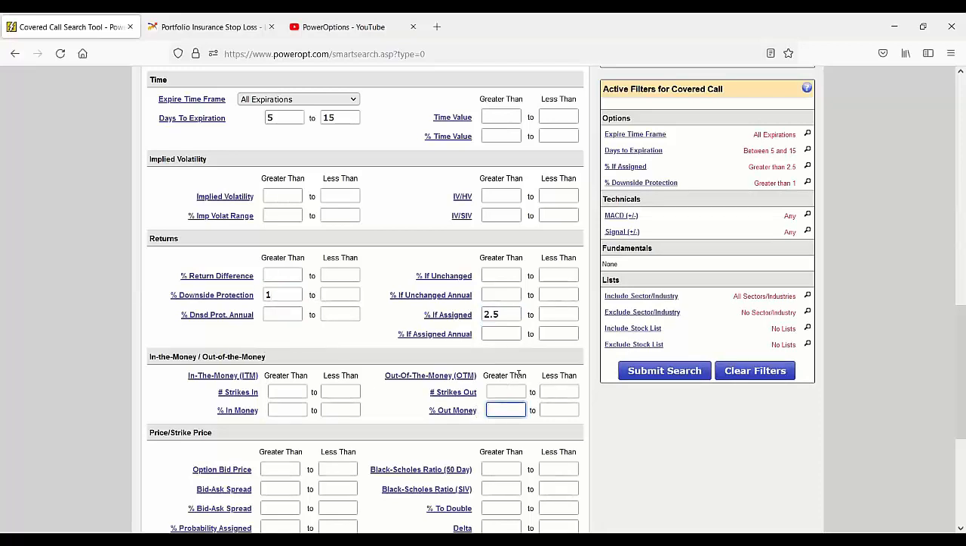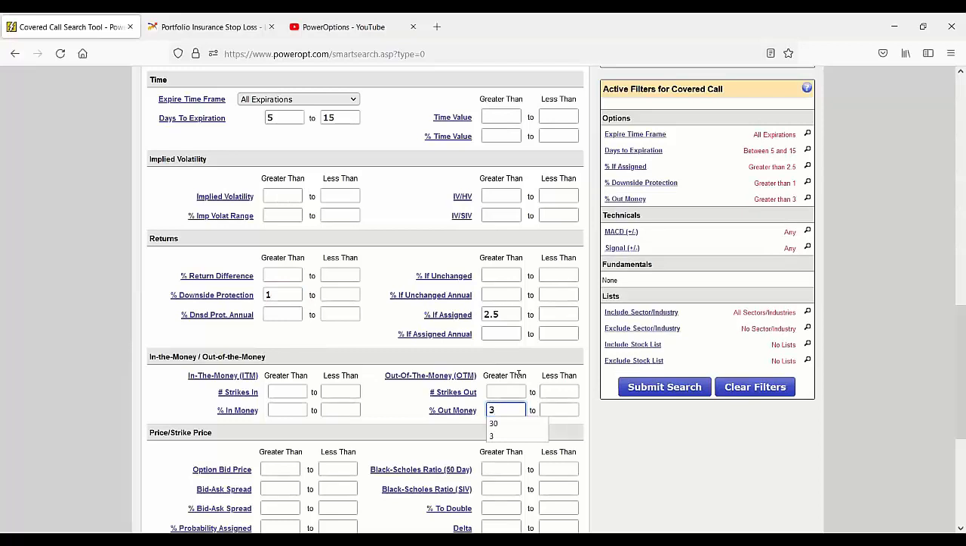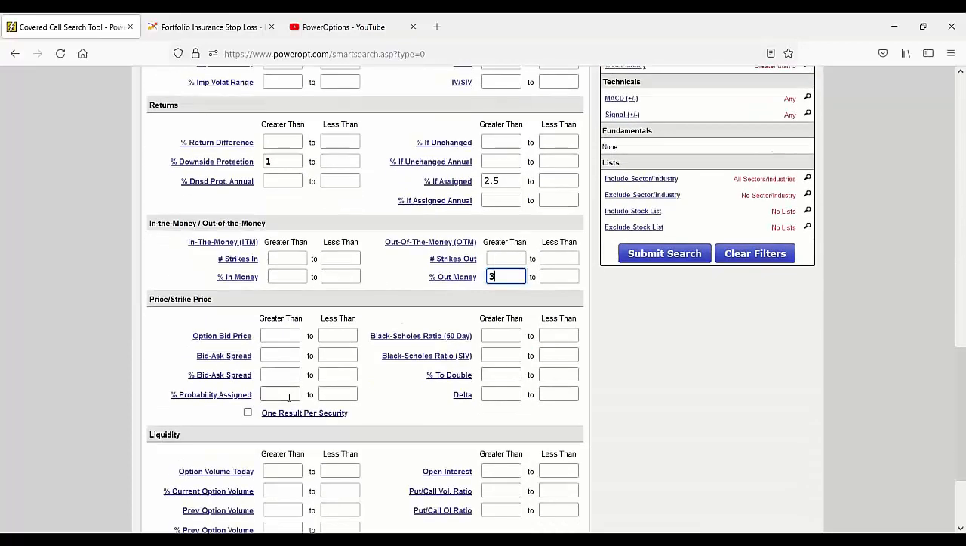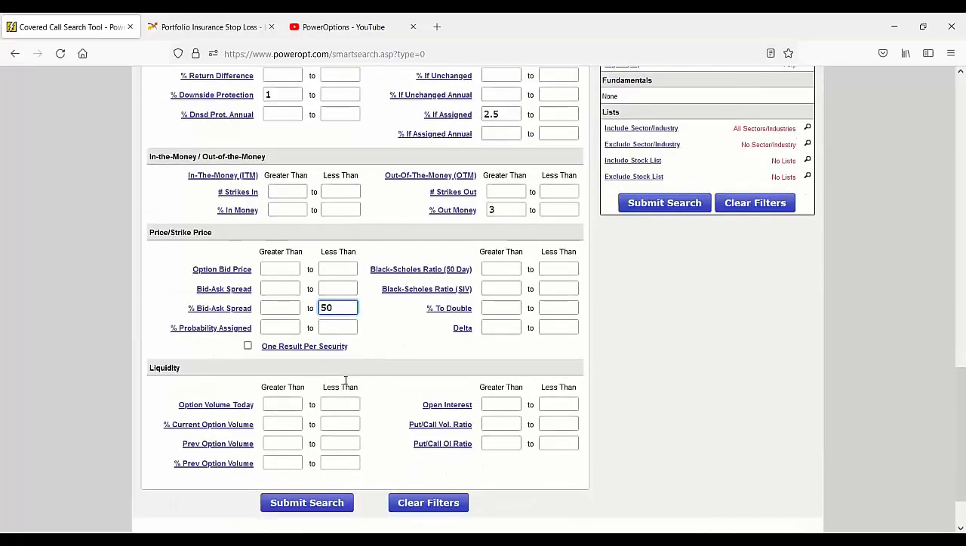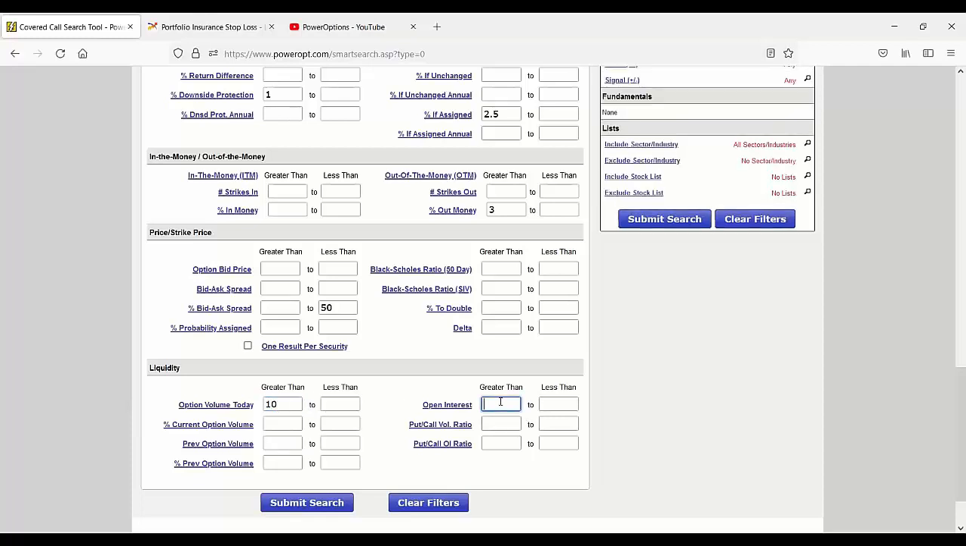But I also want to be 3% out of the money or more, because I'm hoping not to get assigned and enhance the dividend stocks with extra premium, hoping 3% out of the money is enough for a 5 to 7 day period. I could set this to 5 as well. We're going to start with 3. I don't need to worry about much else. Maybe I'd limit the bid-ask spread to be less than 50%. I don't want something too wide. I could look for a certain volume today, at least greater than 10 contracts, and an open interest of 100.